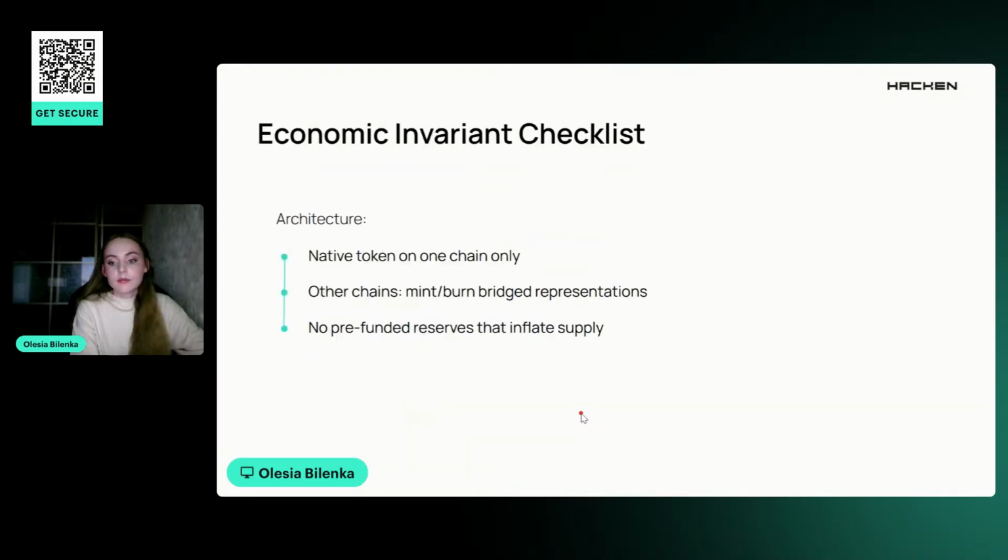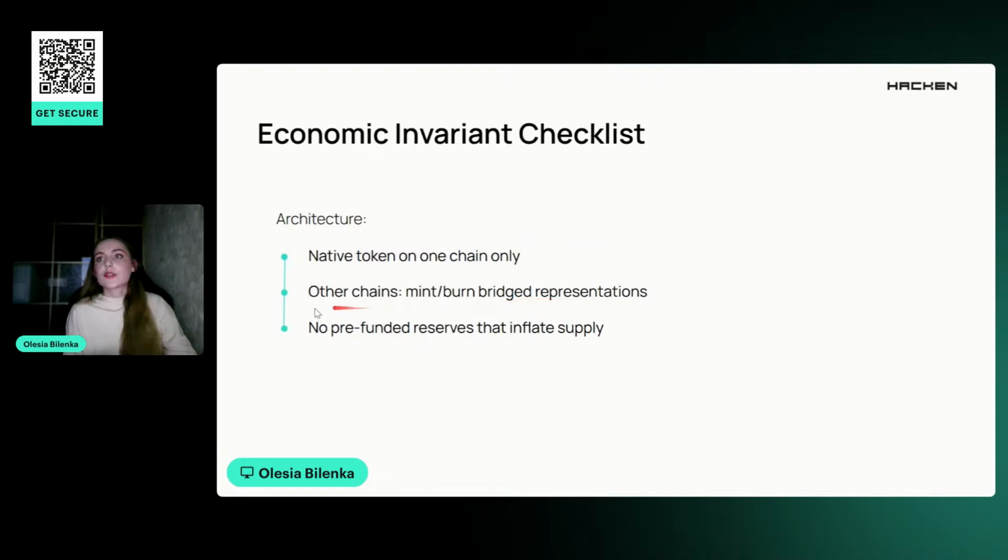To sum it up, we can do some economic invariant checklist. From the architecture standpoint, we need a native token on one chain only. Don't deploy the full supply on each chain. There should be only one canonical deployment. Other chains should use mint and burn bridged representations, and they should start from zero supply. The bridge should control mint and burn.